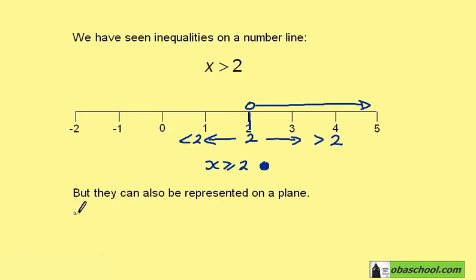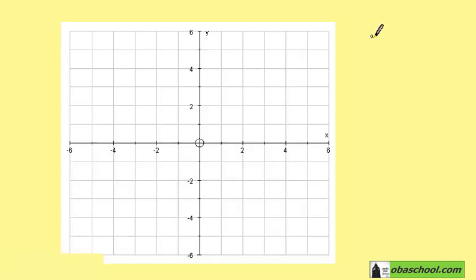Inequalities can also be represented on a plane graph. Consider here that we want to represent x is equal to 2. We know that x equals 2 is a vertical straight line going through 2 on the x-axis. We should always label lines that we draw.